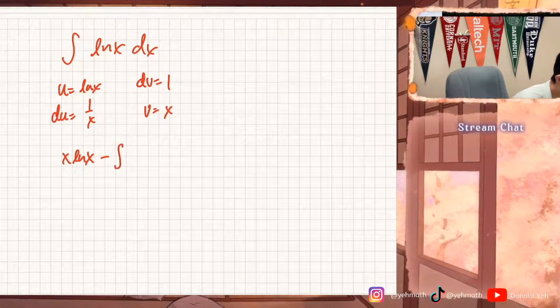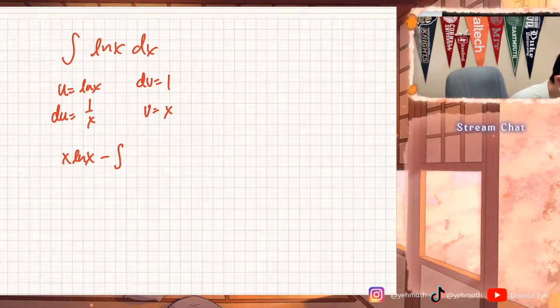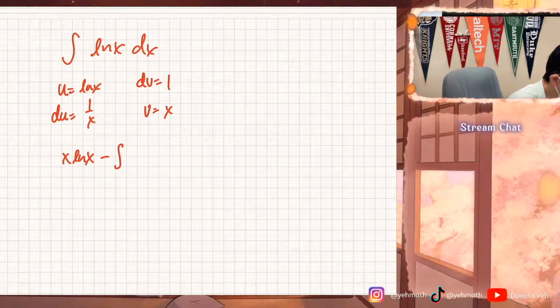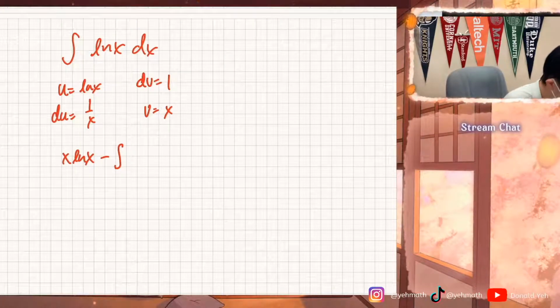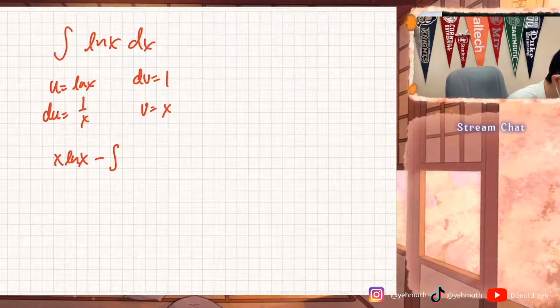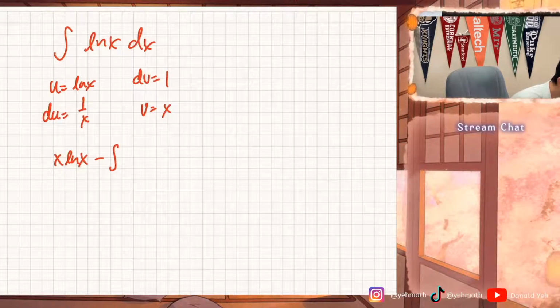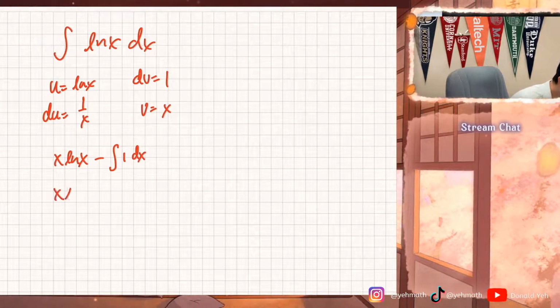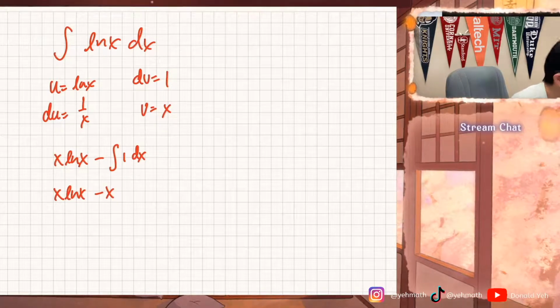minus the integral of v du, which is what? Just 1, right? So it'll be x ln of x minus x plus c.